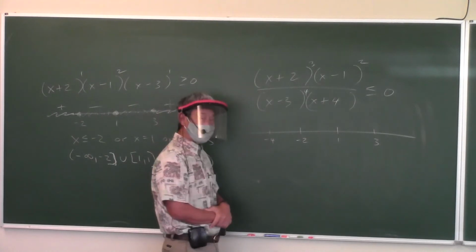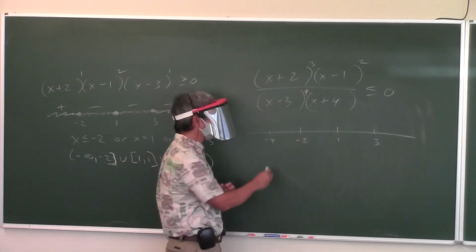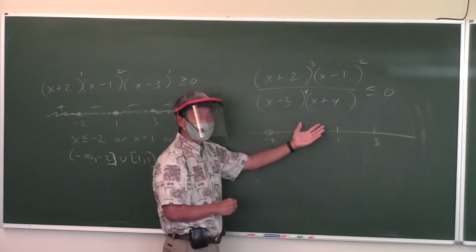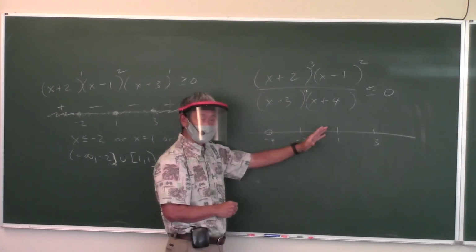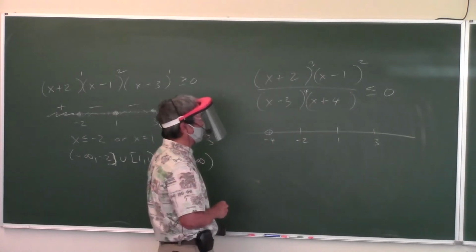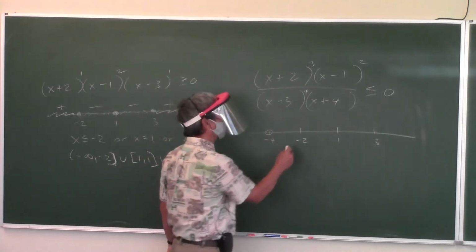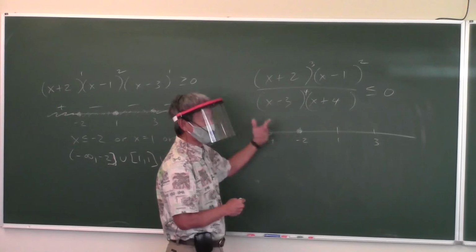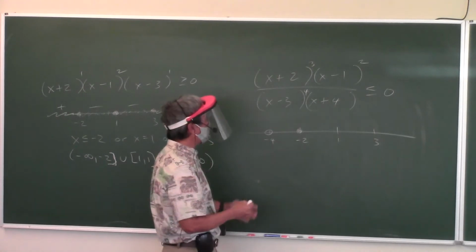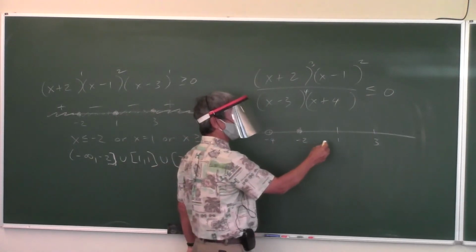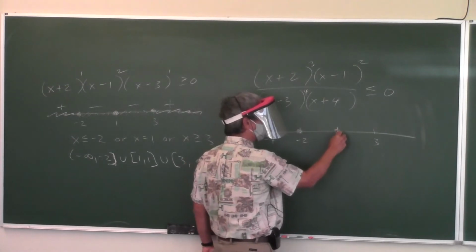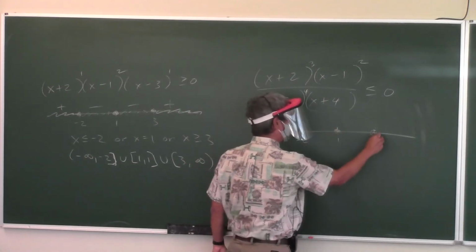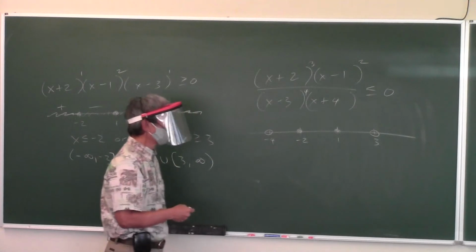Okay, -4, is that part of the solution or not? No, it's not, because it's in the denominator, right? You plug in -4, 0 in the denominator is undefined. What about -2? Yeah, that one is part of the solution, because if you plug in -2 here, 0 over something is 0. What about 1? Is 1 part of the solution? Yes, because it's in the numerator. And then what about 3? No, because it makes the denominator 0.